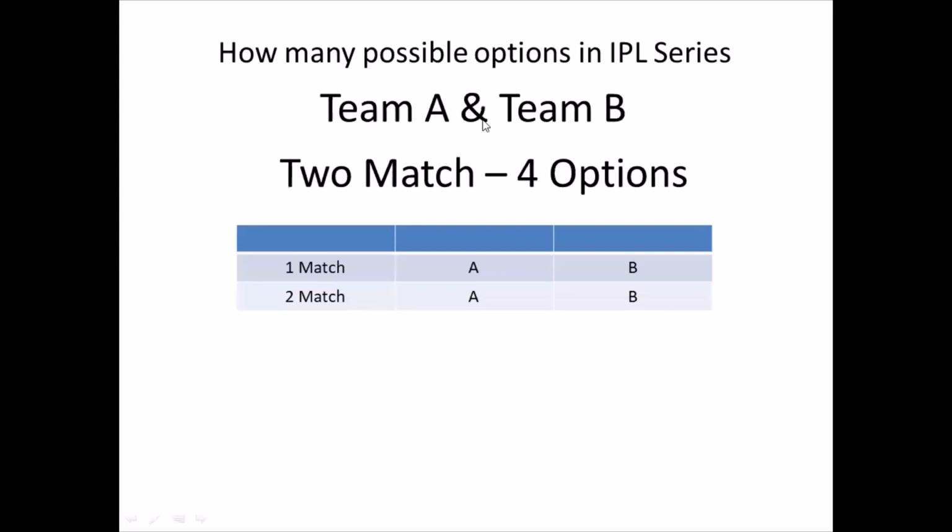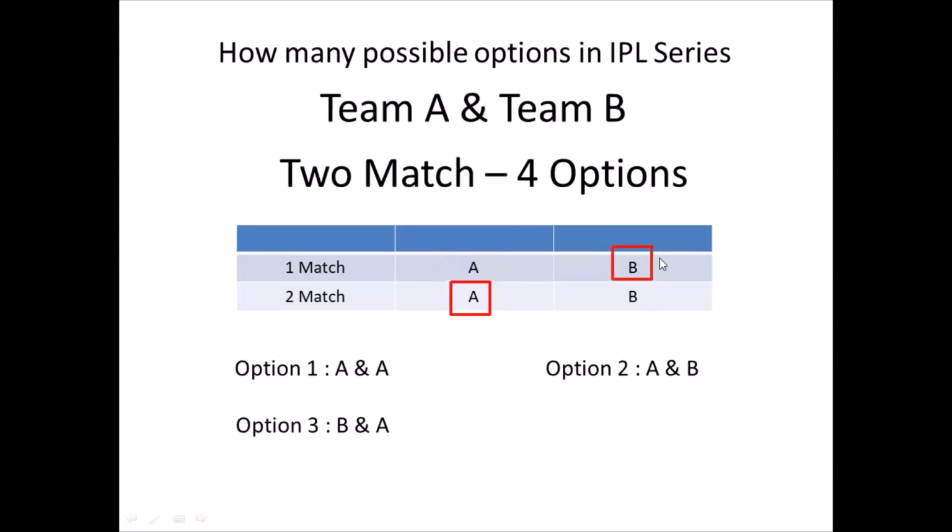If there are two matches, then there are four possible options. In the first option, Team A wins both matches. In the second option, Team A wins the first match and Team B wins the second match. In the third option, Team B wins the first match and Team A wins the second match. In the fourth option, Team B wins both matches.